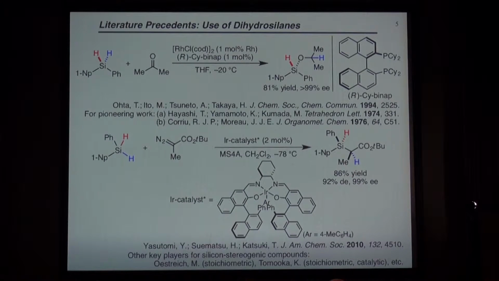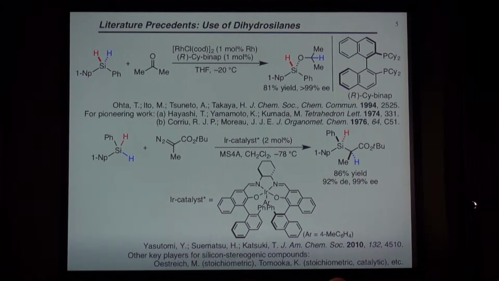If you look at the literature for the transition metal catalyzed asymmetric synthesis of silicon-stereogenic organosilanes, they almost always utilize dihydrosilanes of this type as the prochiral substrate. By effective desymmetrization of silicon-hydrogen bonds, selectively one over the other, they could synthesize the silicon-stereogenic compounds.